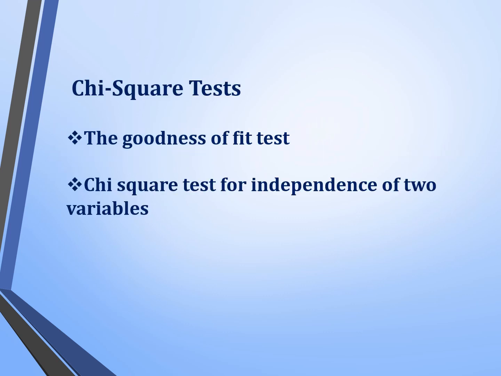There are two types of chi-square tests. The goodness of fit test, which is used when we want to test a hypothesis for one categorical variable. The second is the chi-square test for independence of two variables, which is used when we want to test a hypothesis for two categorical variables. Categorical variable means any variable or factor which has two or more levels or categories.